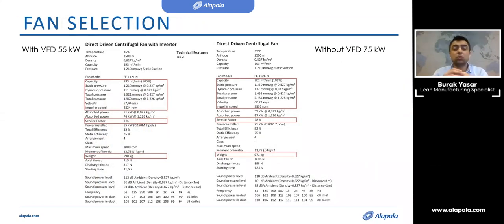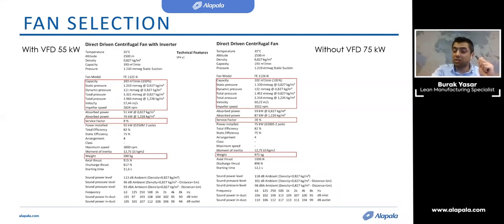So there are 2 fan selections for the same requirement, but one of them is 55 kilowatt with a VFD device and the other one is 75 kilowatt without VFD, for exactly the same requirements. Let's take a look and compare values together. When we look at the left side technical data sheet, it looks like the fan is good enough for our requirements even without the VFD. Okay, this is my requirement, and this is the fan capacity.